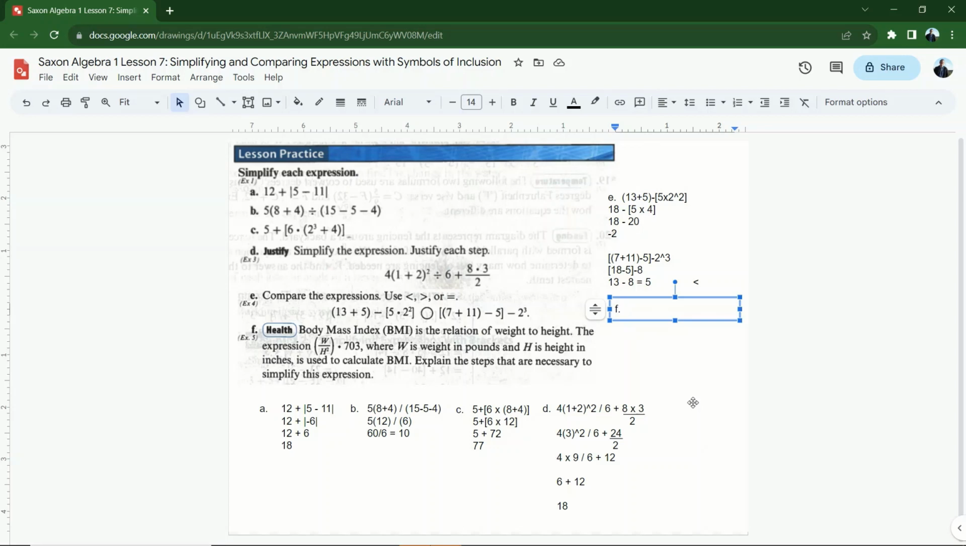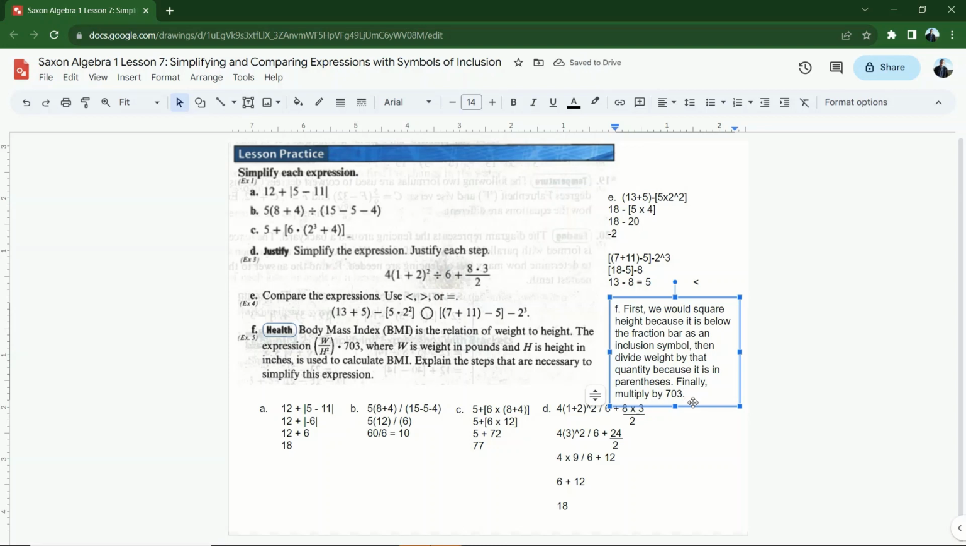Okay, so for this we're not actually simplifying. So what do we have to do? First, we would square height because it is below the fraction bar as an inclusion symbol. Then divide weight by that quantity because it is in parentheses. Finally, multiply by 703 because that's the last step. And that's how I would do it.